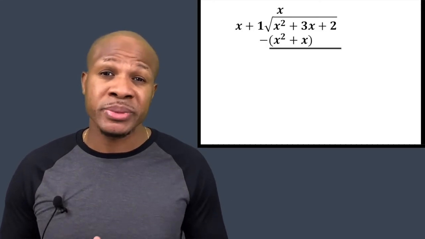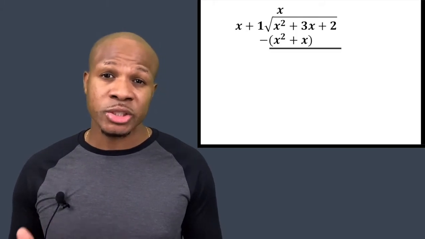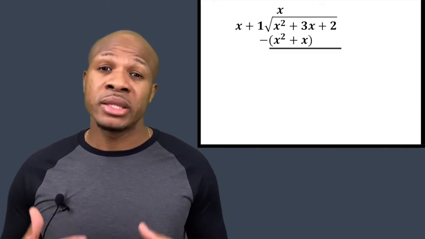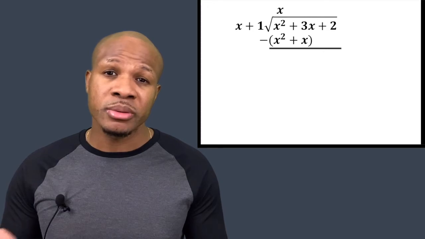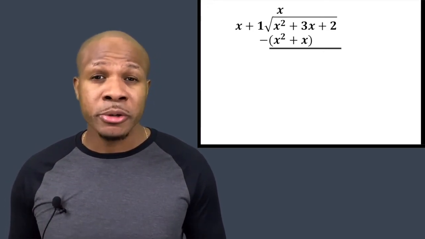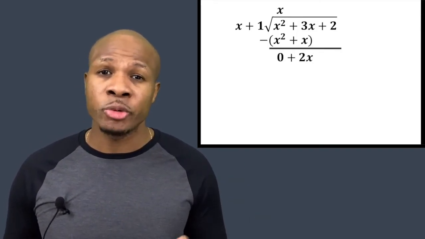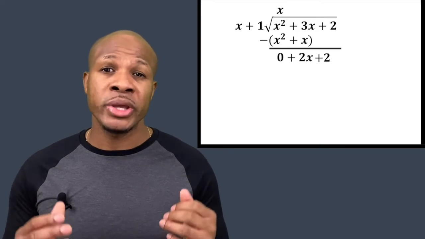So we put an x up there, and then we multiply x plus 1 times x, and that gives us x squared plus x. Okay, and then subtracting our inside polynomial by this term gives us x squared minus x squared, which equals 0, and 3x minus x gives us 2x. And then we bring down the remaining term, which is 2, so we have 2x plus 2.